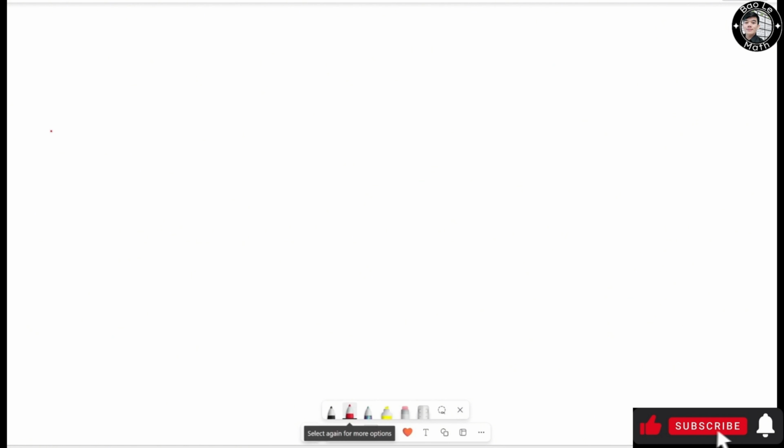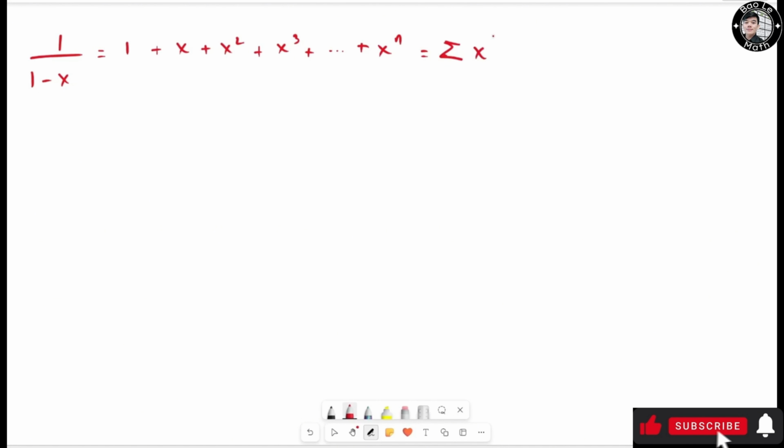Last one, the geometric power series that appears mostly on the AB exam, which is 1 over 1 minus s. It's going to be 1 plus s plus s squared plus s cubed plus etc. plus s to the n. And it's going to be the sum of s to the n when n goes from 0 to infinity. And you know that the interval of convergence of the series is negative 1 to 1.